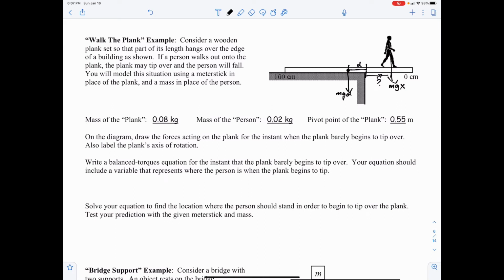Okay, so this contributes a counterclockwise torque. This contributes a clockwise torque. So counterclockwise torques equal clockwise torques, or m1 g d equals m2 g x, and we're solving for x.